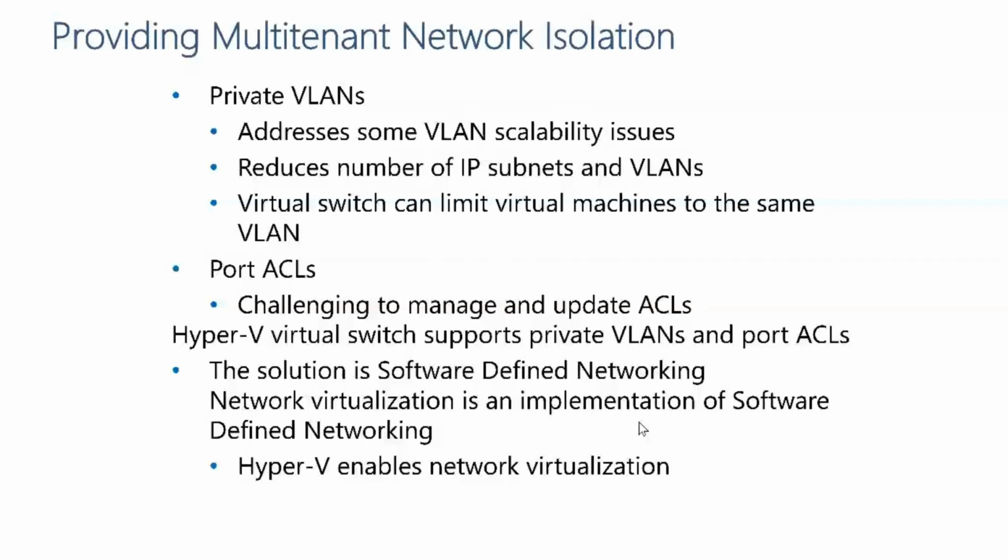So, private VLANs address some of the VLAN scalability issues, reduces the number of IP subnets and VLANs. Virtual switches can limit virtual machines to the same VLANs. We can also use port ACLs, access control lists, but this is challenging to manage and update. Hyper-V virtual switch supports VLANs and port ACLs, but the real solution, and this is how AWS, Azure, and all those cloud providers actually do it.